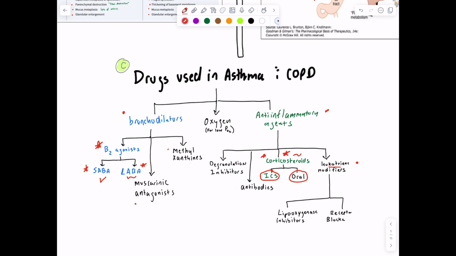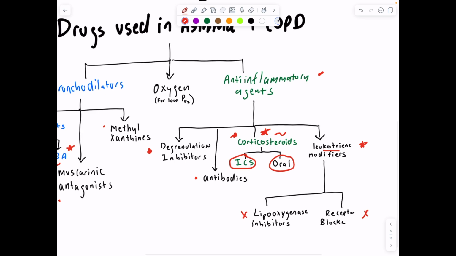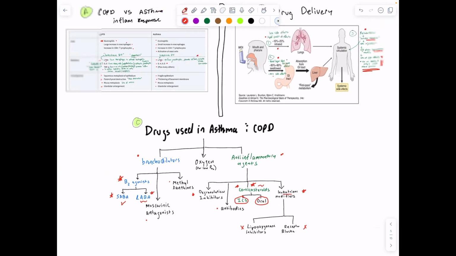Leukotriene modifiers, right? Leukotrienes are pro-inflammatory mediators. So can we keep these guys from doing what they're supposed to do by blocking them from being received or blocking them from being made? And then degranulation inhibitors, can we attack our mast cells and keep them from releasing their pro-inflammatory agents, such as histamine? And then antibodies, can we just target, for instance, IgE, which is an antibody? Can we use another antibody to target an antibody which promotes inflammation and therefore reduces inflammation?